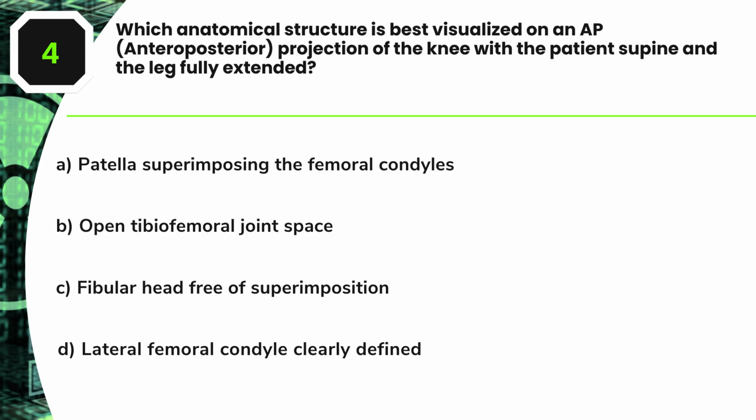Question 4. Which anatomical structure is best visualized on an AP, anteroposterior, projection of the knee with the patient supine and the leg fully extended? A. Patella superimposing the femoral condyles. B. Open tibiofemoral joint space. C. Fibular head free of superimposition. D. Lateral femoral condyle clearly defined.